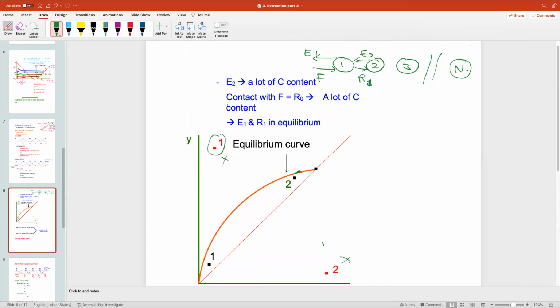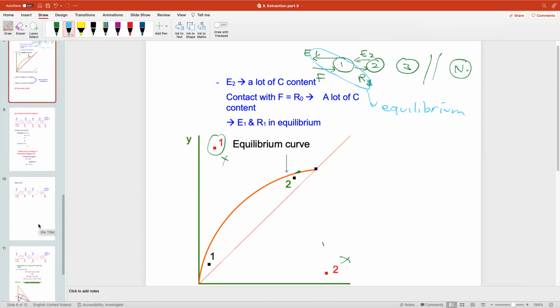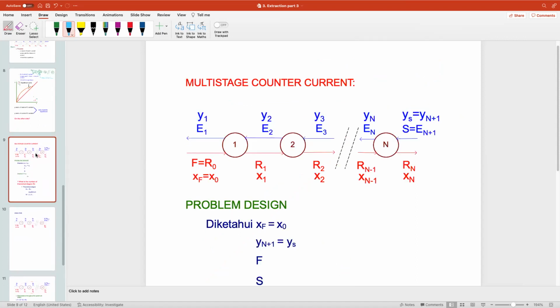Okay, so I think all the correlation, the one that is leaving, is an equilibrium. And then you can write the equilibrium composition between the raffinate and the extract using the equilibrium curve that you just made before. It is converted from the triangle diagram, from the tie lines. Okay, so I think we can start how to write it.